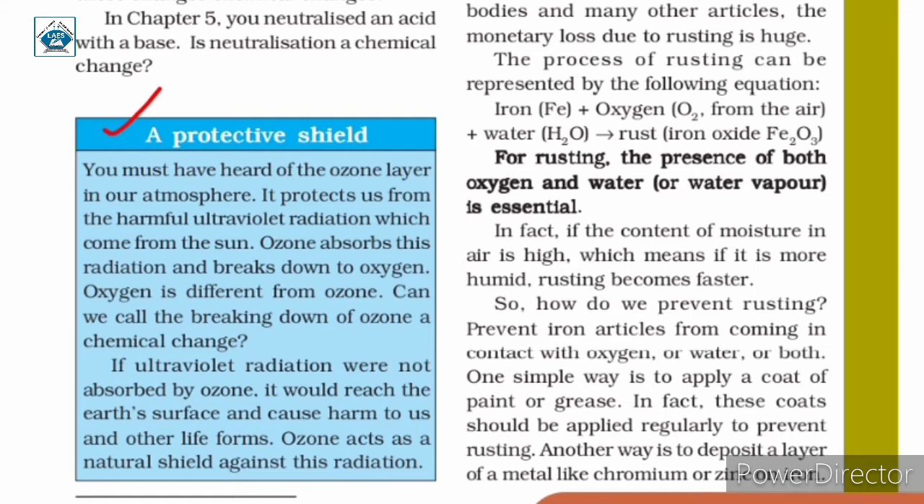This change is a chemical change because ozone is breaking down and a new substance is formed, called oxygen. The chemical name of ozone is trioxygen, that is O3. So, by absorbing the radiation, ozone acts as a natural shield against it.